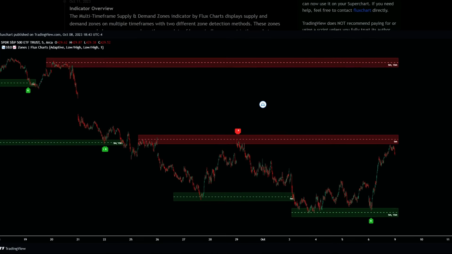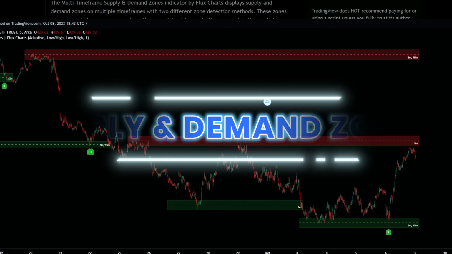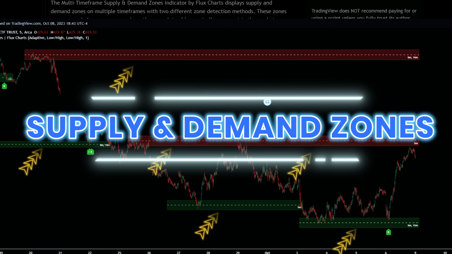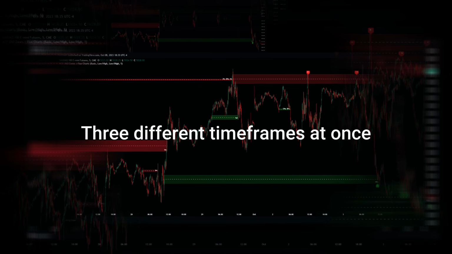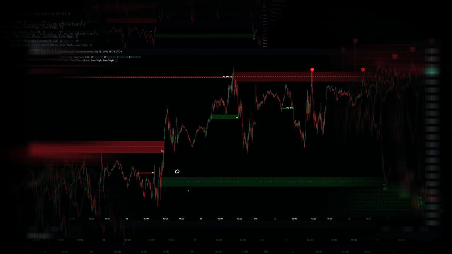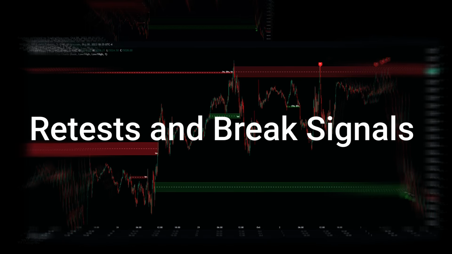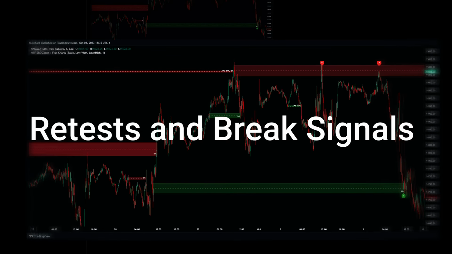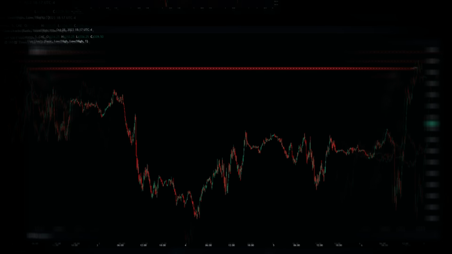Here's the deal. This indicator automatically maps out supply and demand zones based on momentum candles, meaning it's reading pure price action, not some lagging oscillators. What's really powerful is that it can detect zones across up to 3 different time frames at once. Plus, it combines overlapping zones and even marks retests and break signals, so you can instantly see whether price is respecting or breaking key levels.